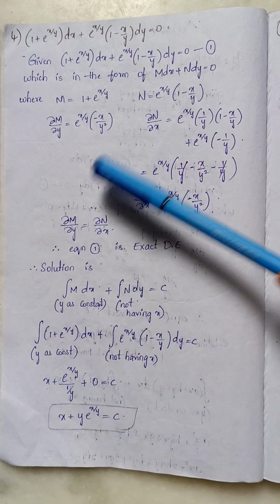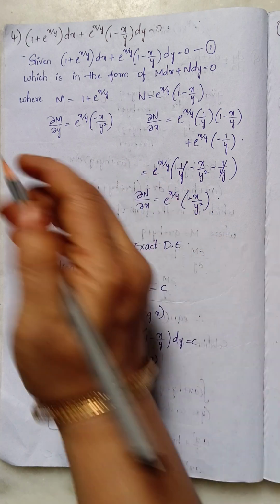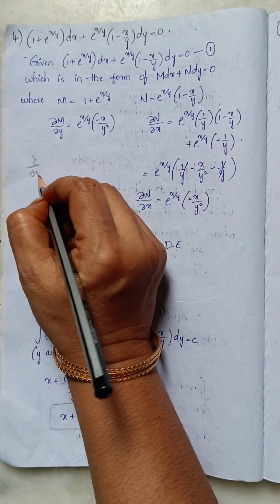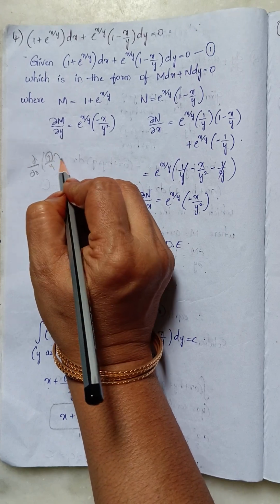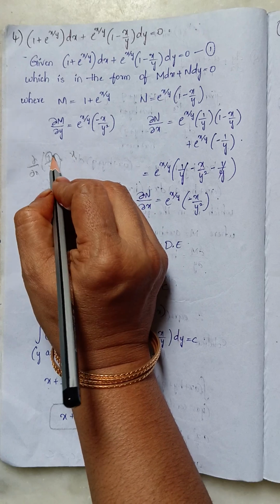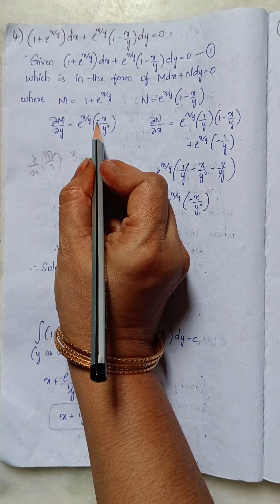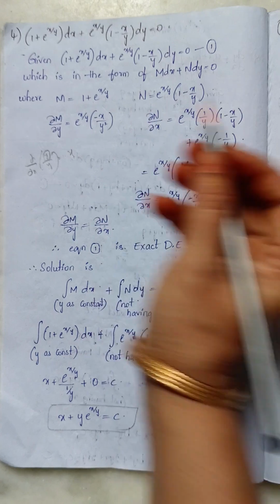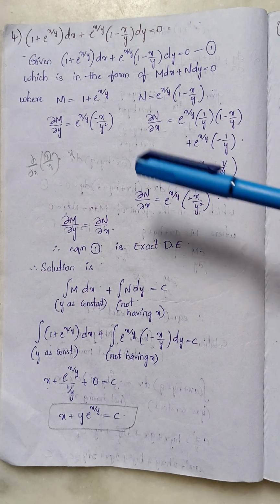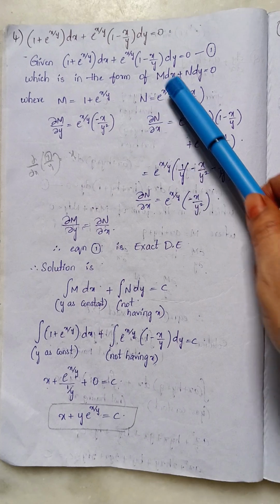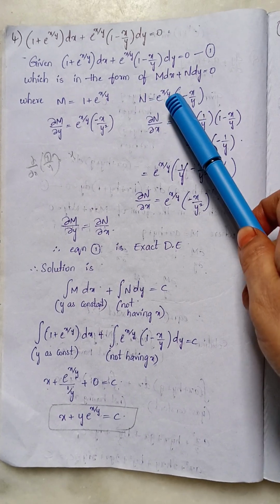Again ∂/∂x of x by y. Now we are taking ∂/∂y of x by y. Here with respect to y, x is constant, so take the constant as it is. The derivative of 1 by y is minus 1 by y square, so here minus 1 by y square, with x constant as it is. In the same way, ∂N/∂x, with respect to x, it is a function and it is also a function, right?